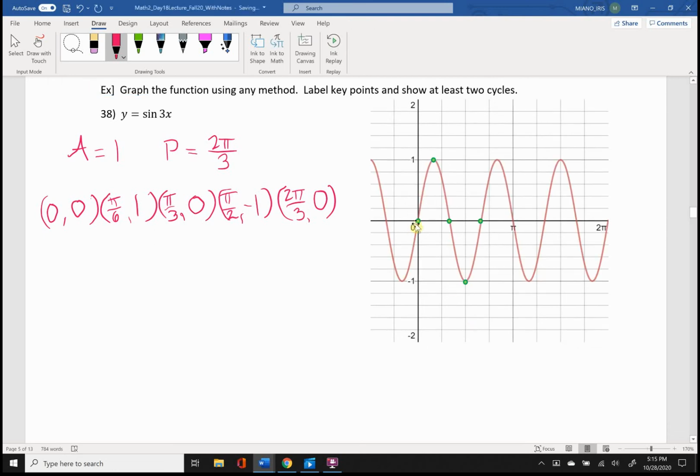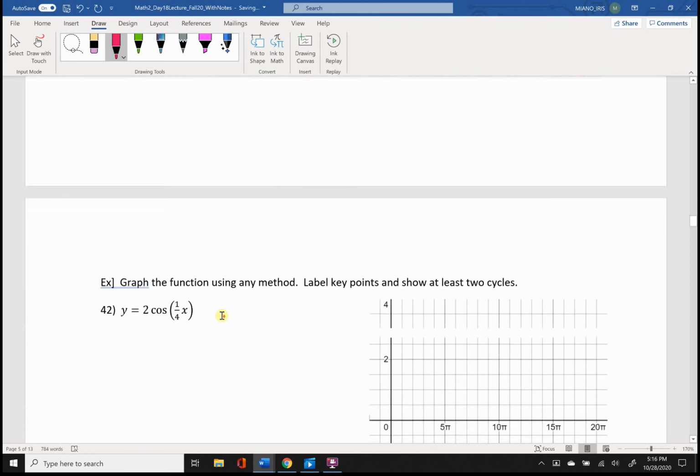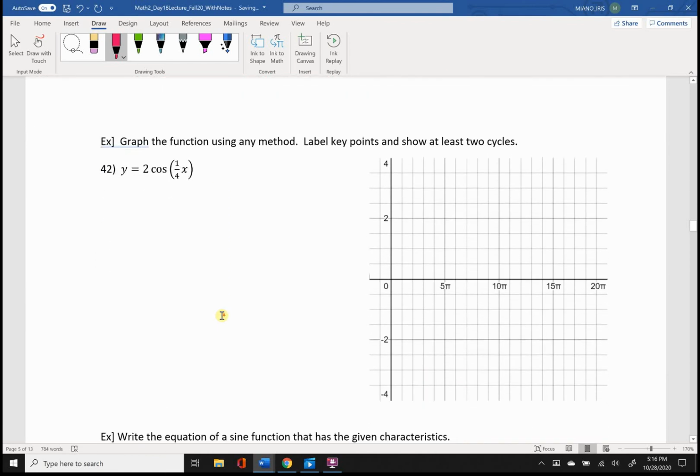Okay, so notice that all of my curvy bits go through the one full cycle, and then draw at least another cycle after that using the same curved pattern, and then you've done it. You've done exactly what you need to do in order to get through this graphing problem. Okay, let's try one more example, but with a cosine, and let's make it a little bit more complicated.